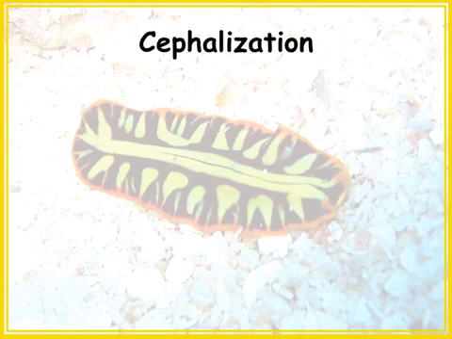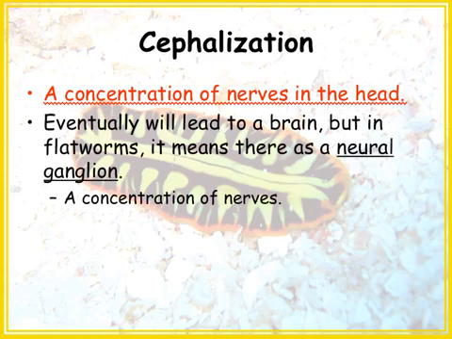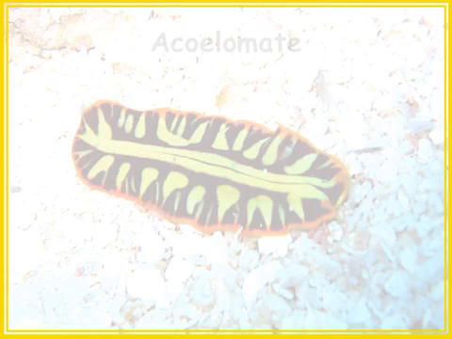Cephalization is also a new development in platyhelminthes. It simply means a concentration of nerves in the head. Cephal, that root, means head. And so cephalization is a formation of the head, a concentration of nerves in the head. Eventually it will lead to a brain, but in flatworms it means there is a neural ganglion, which is a concentration of nerves in the anterior or head region.